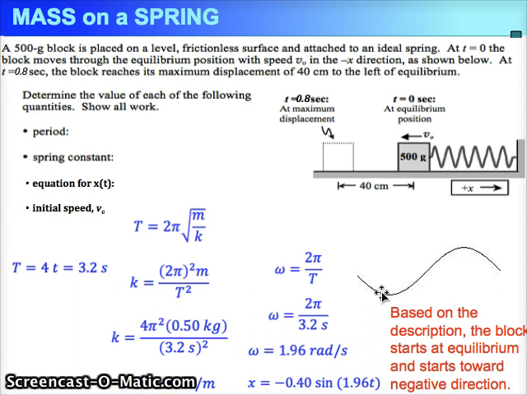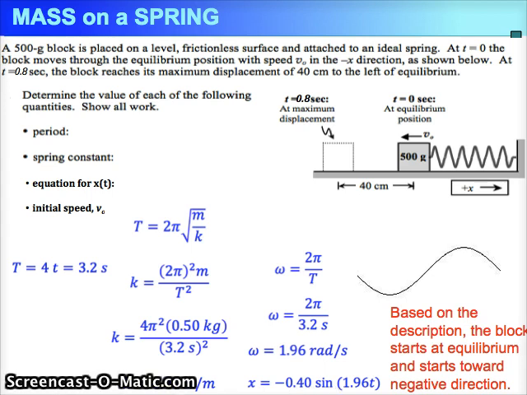The object starts from equilibrium, and it moves in the negative direction. So I started here in the middle, and then I moved down. That's the start of the graph. From that I can see that it's going to be a negative sine graph. And so that's why the basic look of my formula is a negative sine.